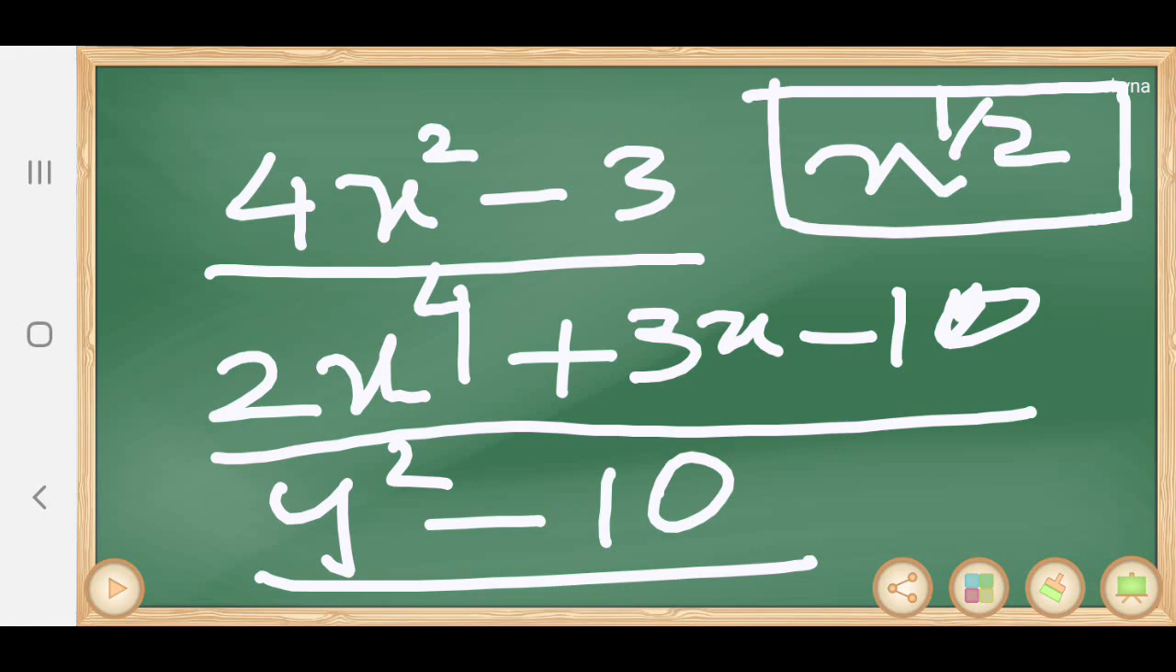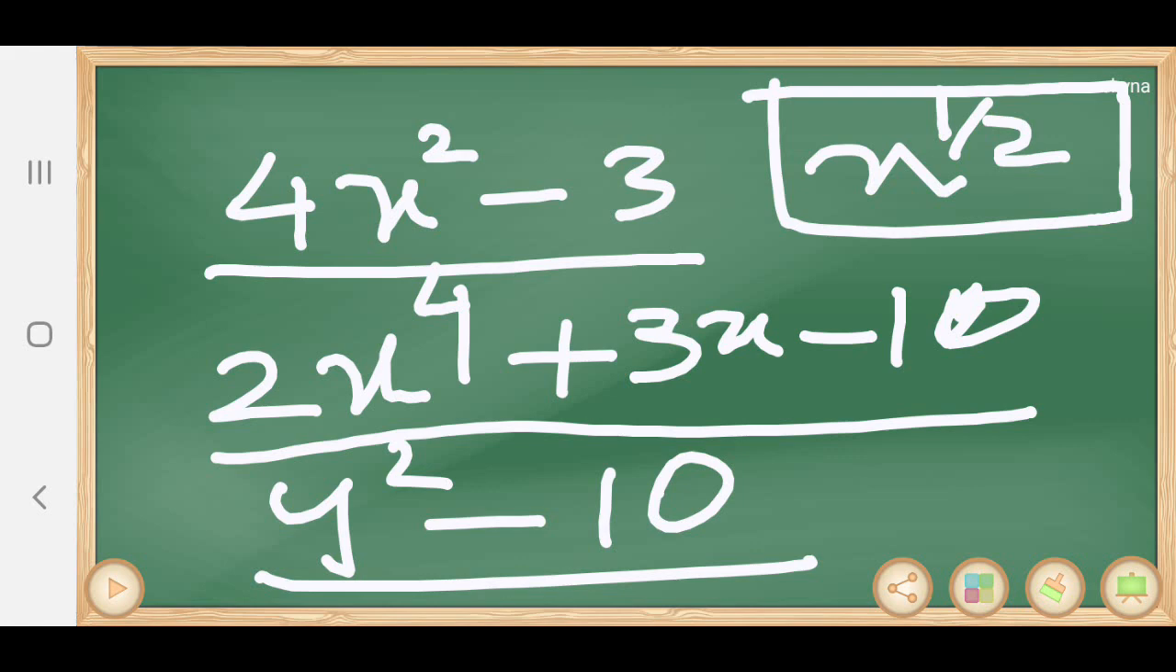Dear children, the first important thing is that in a polynomial, the power of the variable should be a whole number. Here, which is the variable? x. What is the power of x? 2. 2 is a whole number. So, 4x square minus 3 is a polynomial.